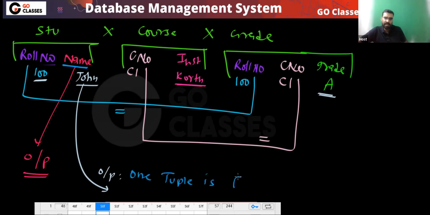One tuple is enough. Agree? This zone does not have to take all the courses. See, course can have many courses. Okay, maybe this course can have many courses.